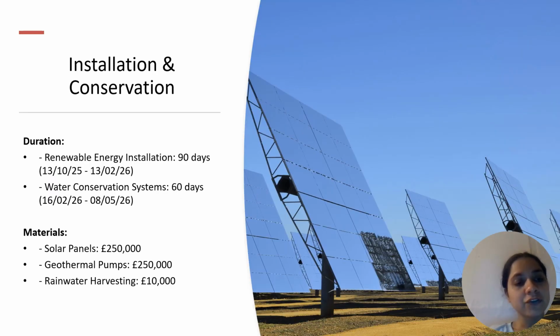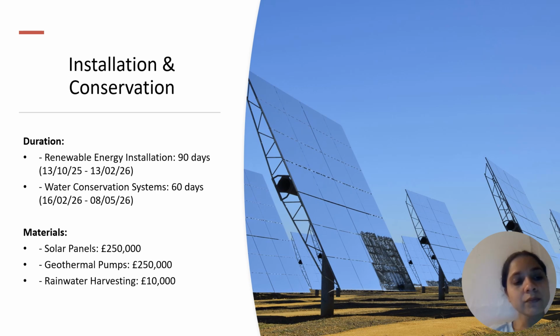Installation and conservation. For renewable energy installation the duration is 90 days. The start date is 13 October 2025 and the end date is 13 February 2026. The next one is the water conservation system. The duration is 60 days and the start date is 16 February 2026 and the end date is 8 May 2026.